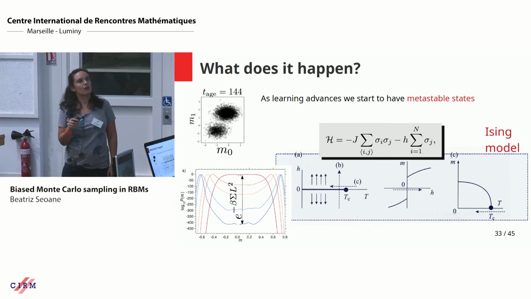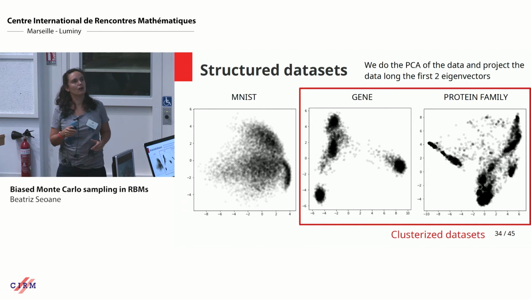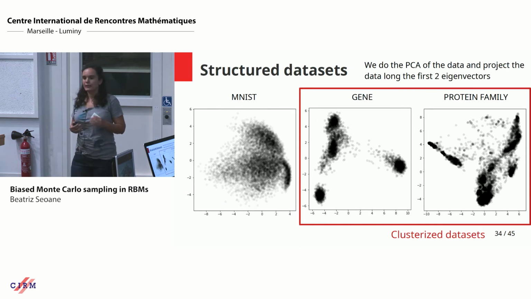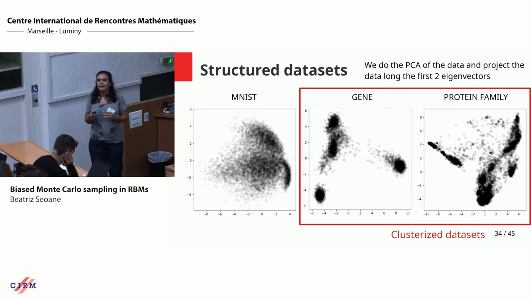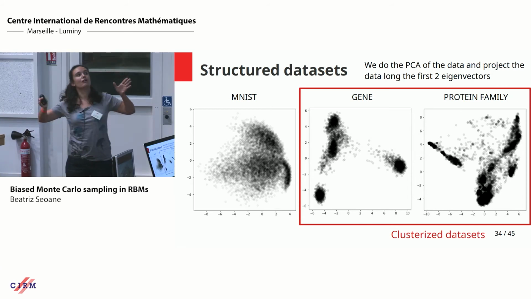Okay, so what can we do? In principle, we need to do equilibrium. We need to force the system to visit all the possible magnetizations. As I said, this happened for the GEN dataset, but I said before that MNIST was easy. It's something we can already see just by doing the PCA, the principal value decomposition of the data we had.